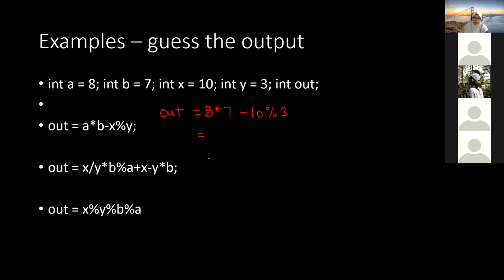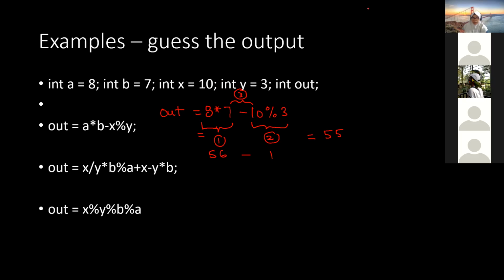Now, let me explain because somebody might be new to this. Let's try to evaluate which one first. This one is number 1, then this one is number 2, and the last thing is the subtraction. So 8 times 7 is 56, and 10 modulus 3 is 1. Minus that 1, so that is going to be 55.